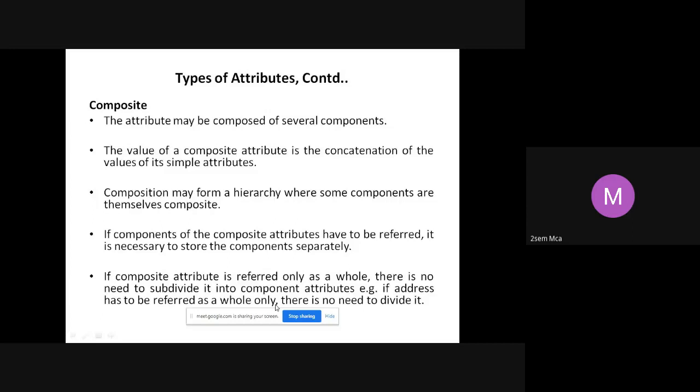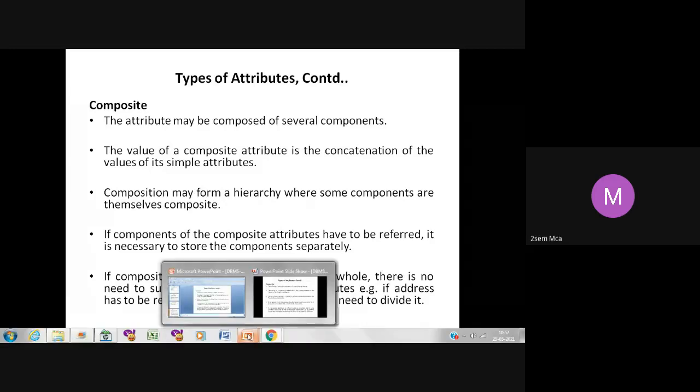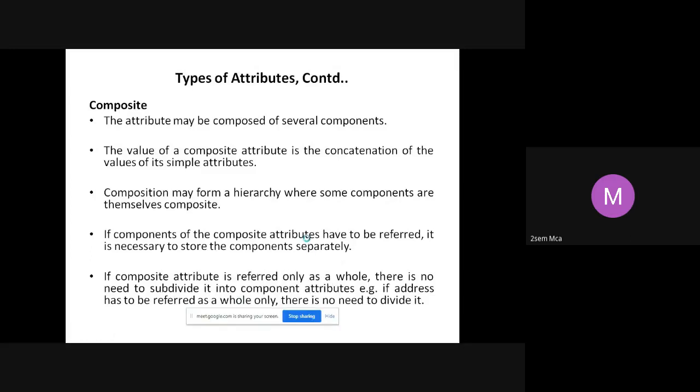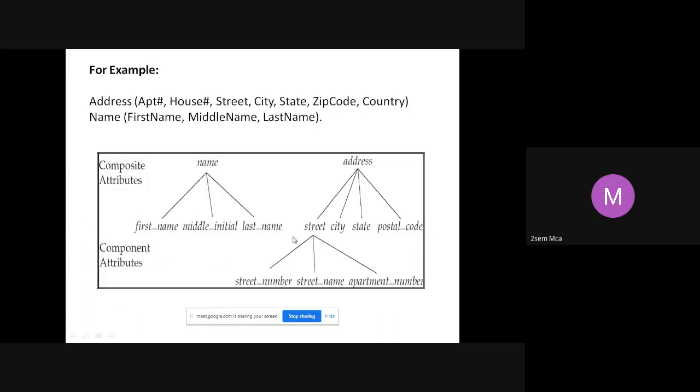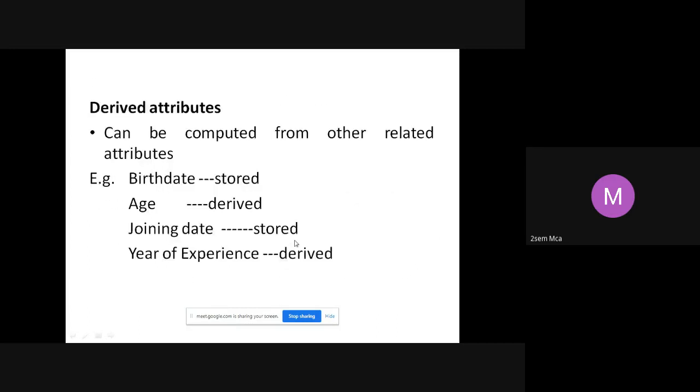Okay, so we had seen the different types of attributes: simple versus composite, single versus multi-valued attributes. Then we saw derived versus stored attributes, and null values. We saw what a complex attribute is. All this we had seen. Then we moved on to entity set and entity type, and then the different notations.